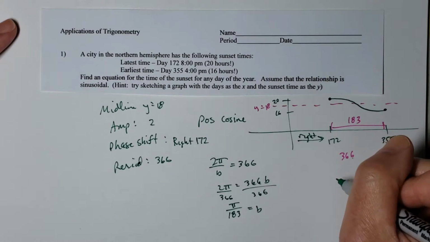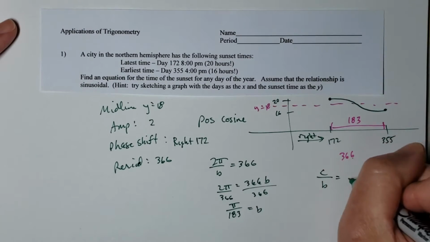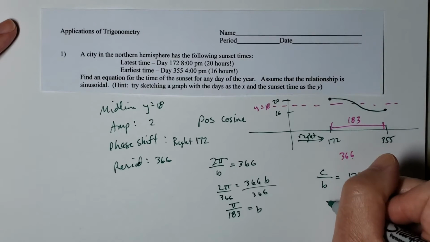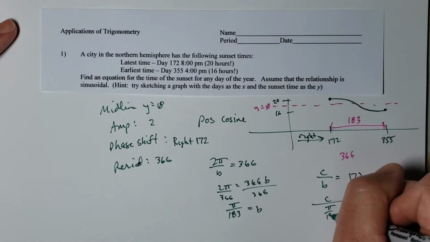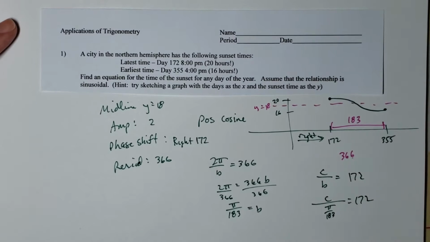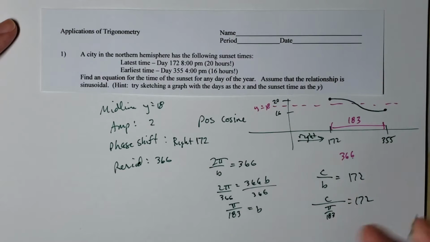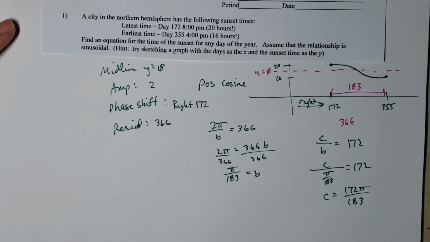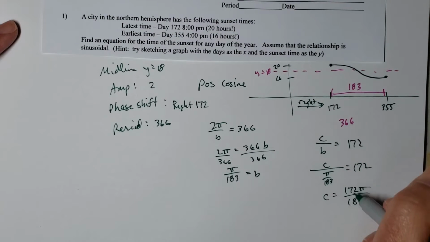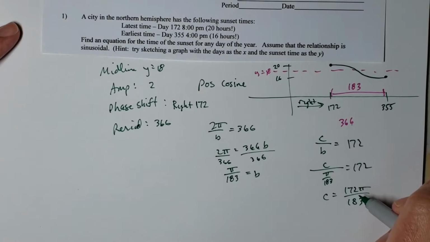And then I have C over B equals 172. So if I multiply both sides by pi over 183, that'll get rid of the thing on the bottom here, and I'll get 172 pi over 183. And does that reduce? I don't think so. This would be 3 and 61. 61. Okay, yeah, we're good.